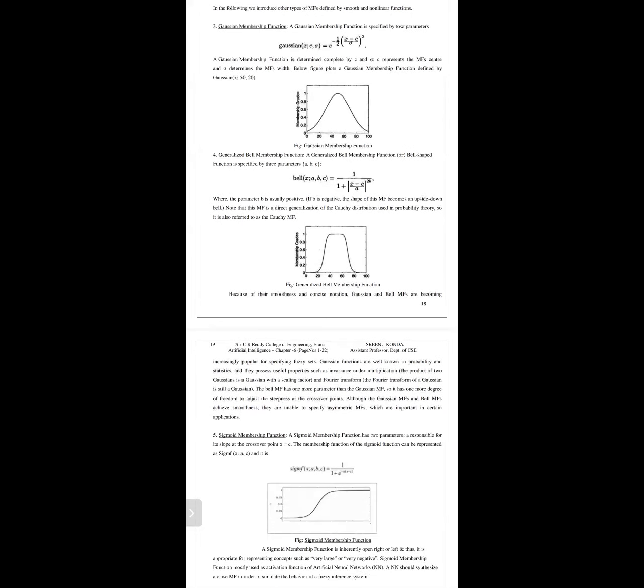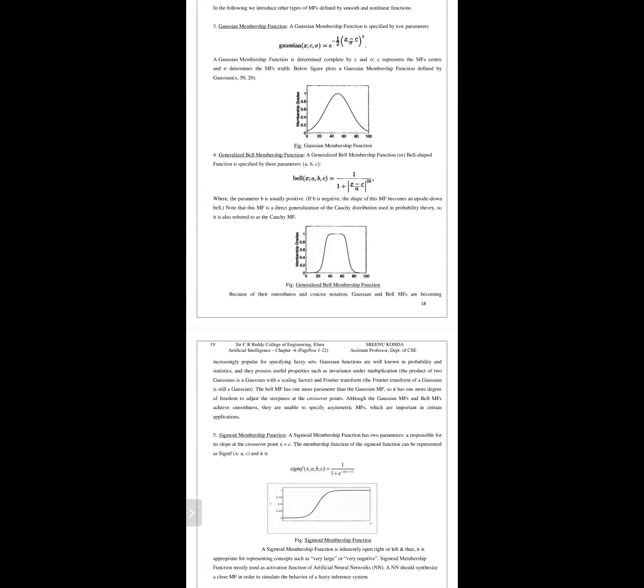Gaussian functions are well known in probability and statistics. They possess useful properties such as invariance under multiplication, which means the product of two Gaussians is a Gaussian with a scaling factor, and the Fourier transform. The Fourier transform of a Gaussian is still a Gaussian, so when you do Fourier transformation, you're going to get a Gaussian function.